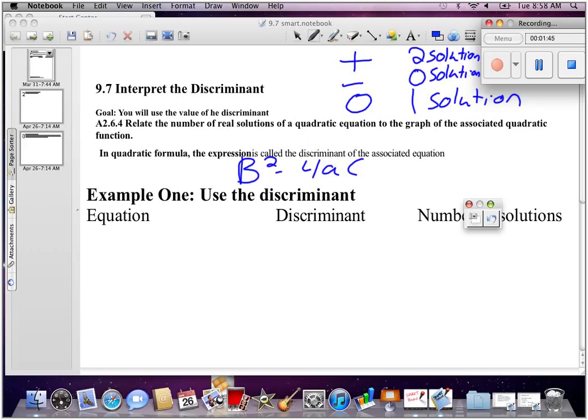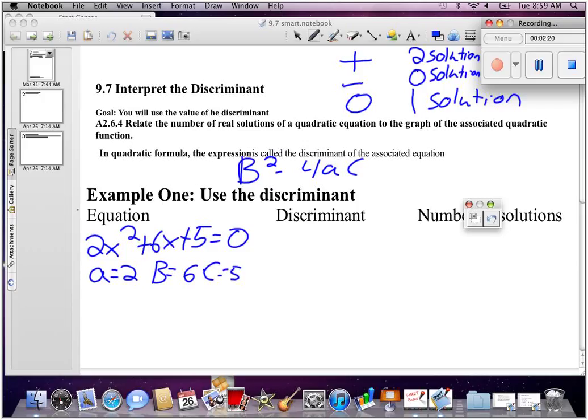Okay, so let's look at this. We've got 2x squared plus 6x plus 5 equals 0. Is this in standard form? Does one side of the equal sign either equal 0 or y? So you know it's in standard form. Does x squared come first, then x, then a number by itself? That's also how you know it's in standard form. A equals 2, B equals 6, and C equals 5.